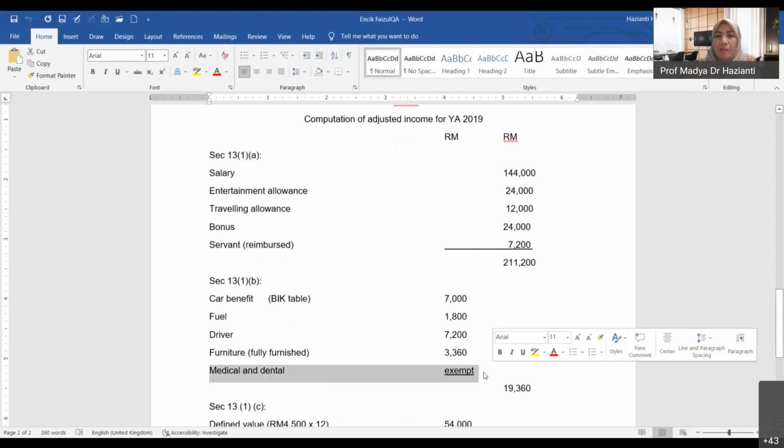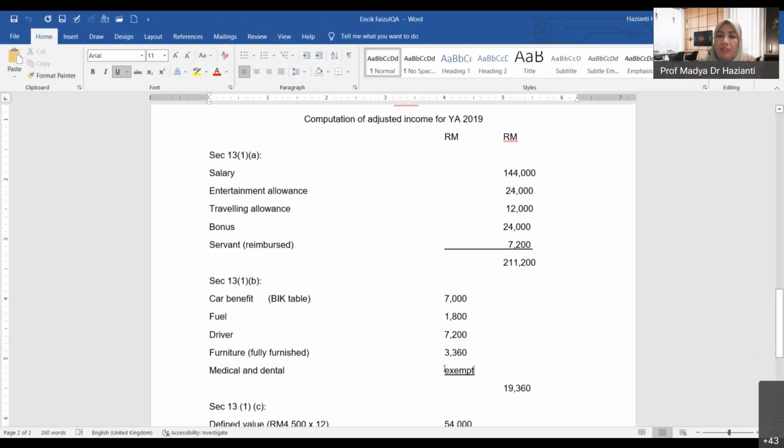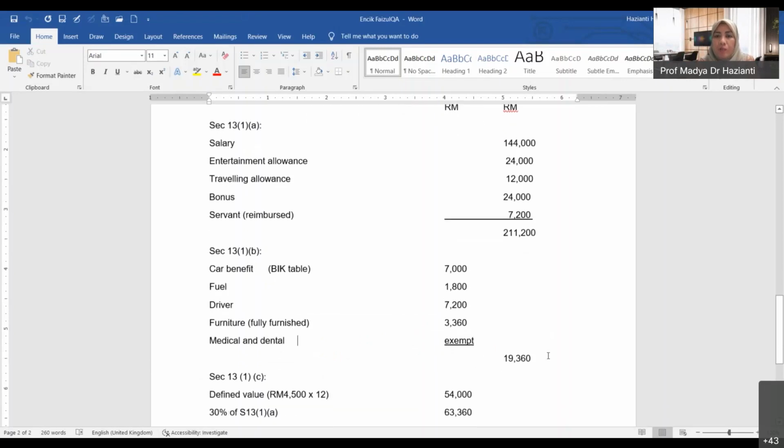Medical and dental, exempted. You still have marks for this part. If you leave this part out, thinking medical and dental is exempted so no need to include it, then you are going to miss half of the points. Usually we look for the half marks. So even if exempted, include it. Write exempt or just a dash, it's okay. If you cannot remember what to write, a dash is fine. But I need to see this part, because we know that this part is exempted, right? So you total section 13(1)(b) and get 19,360. So section 13(1)(a) is done, 13(1)(b) is also done.